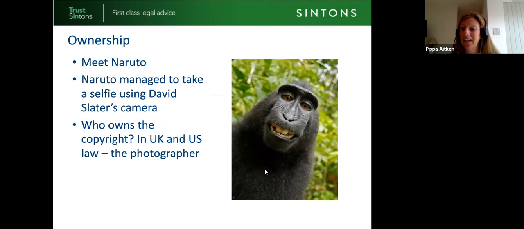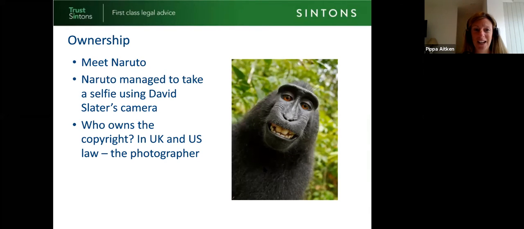So this is just a classic case of where things can get out of hand. This is Naruto, and Naruto managed to take a selfie using David Slater's camera. And there was an argument obviously as to who owns that copyright. PETA, who is an animal charity, tried to argue that Naruto owned the copyright in the photograph, and they took Mr. Slater to court in America. They argued that Mr. Slater should pay Naruto for using his picture. The court eventually saw sense and decided that animals couldn't legally own copyright.